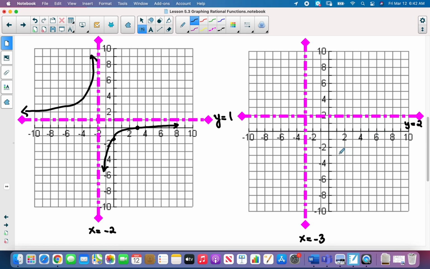We can graph some of those points. X-intercept is -0.5, which is right here. And y-intercept is 1/3, which will be somewhere like here.